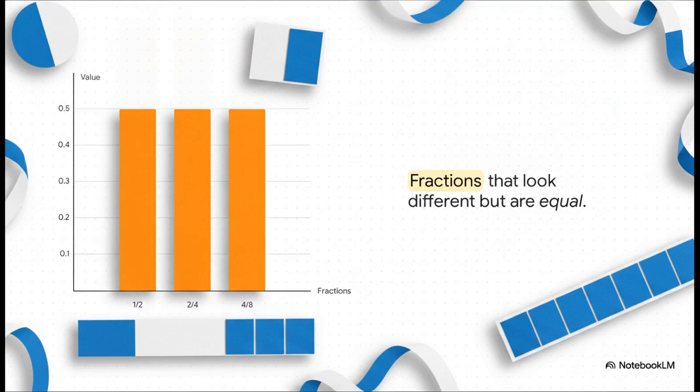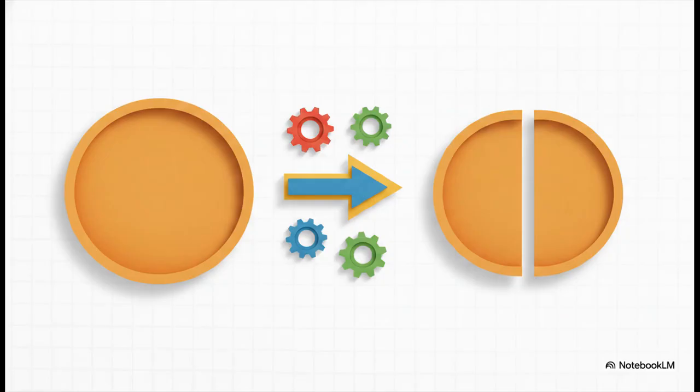They are entirely equal. So how do we figure this out without having to draw bars every single time? Well, here is the golden rule of equivalency. You multiply or divide the numerator and the denominator by the exact same number to find an equivalent fraction. Whatever math you do to the top number, you absolutely must do to the bottom number. So if you multiply the top of 1/2 by 2 and the bottom by 2, you get 2/4. That is the secret to unlocking equivalent fractions.